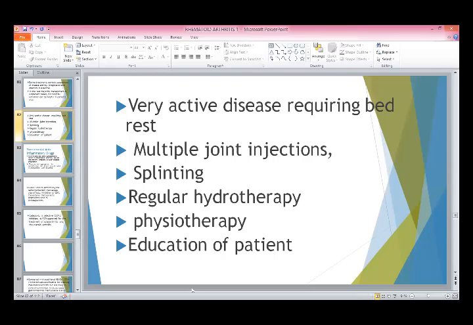If the patient requires splinting, or requires regular hydrotherapy and regular physiotherapy, or education of the patient, these are the reasons for hospitalization. That is, very active disease requiring bed rest, multiple joint injections, splinting, regular hydrotherapy, physiotherapy, and education.